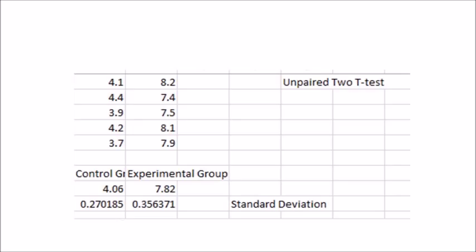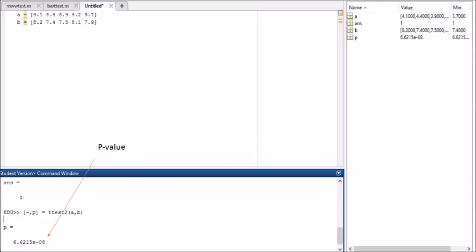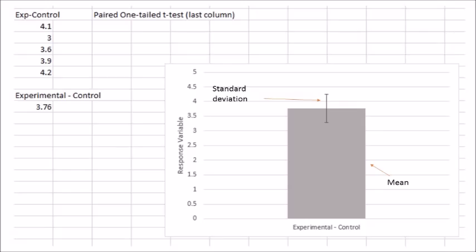If the directionality of response is unknown, a more conservative two-tailed t-test must be used. The p-value from a one-tailed t-test is exactly half the p-value from a two-tailed t-test because of the additional assumption of directionality. The plot shown here is representative of an unpaired t-test. Bars represent mean response values and error bars represent standard deviation. Here, we use the MATLAB function ttest2 to run a two-tailed unpaired t-test, which produced a p-value of 6.6215 times 10 to the negative fifth.